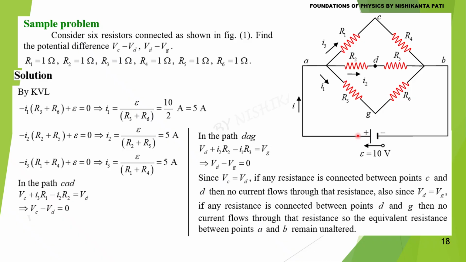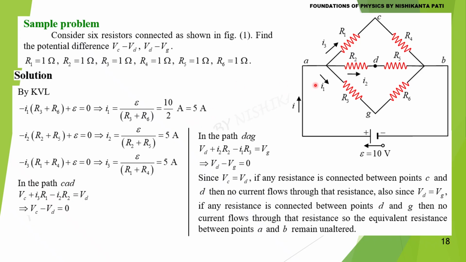Let current I flow, then I1 flows, I2 flows, I3 flows. So by Kirchhoff's first law, I equal to I1 plus I2 plus I3. Applying Kirchhoff's second law to the closed circuit, this, minus I1 R3 minus I1 R6 plus E equal to 0. So I1 comes to 5 ampere.